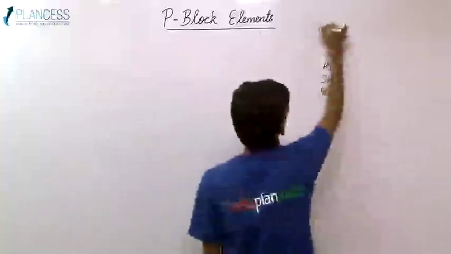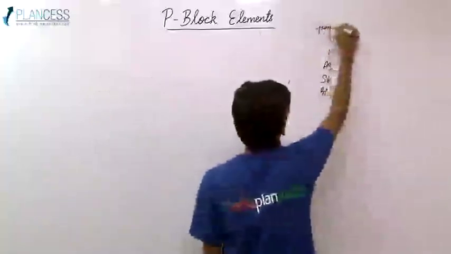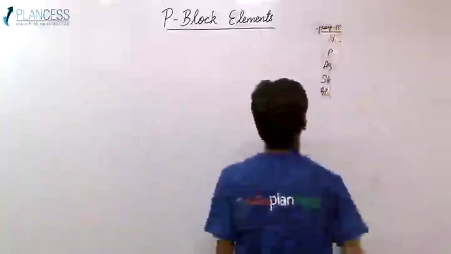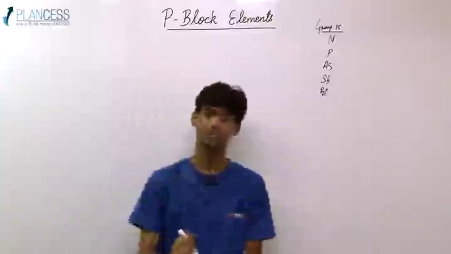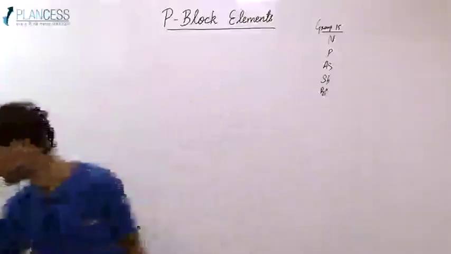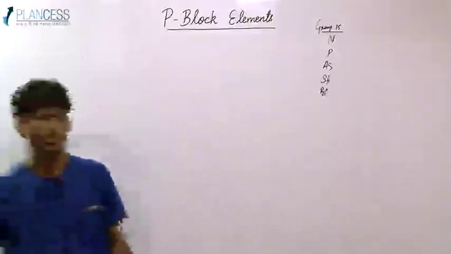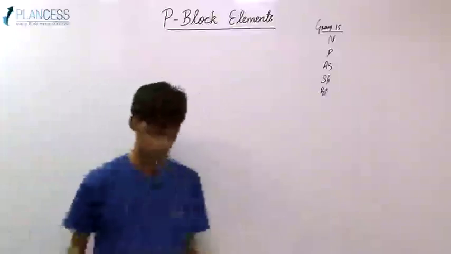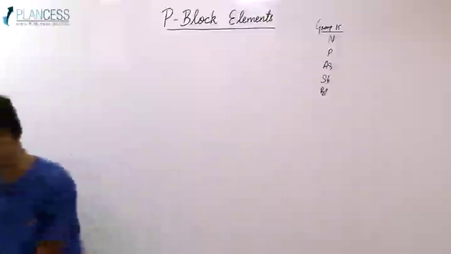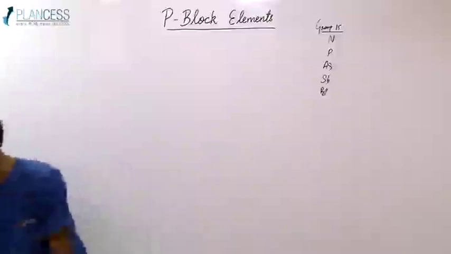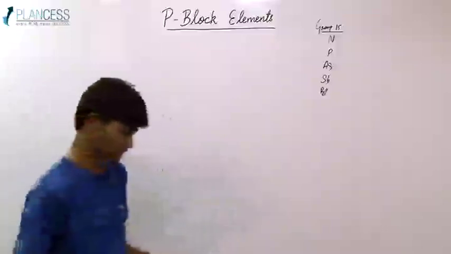So it is group 15, a very important group, because nitrogen and phosphorus in this have very important properties, and many questions have been asked in previous years on these two from the nitrogen family. So, starting now, the nitrogen family.